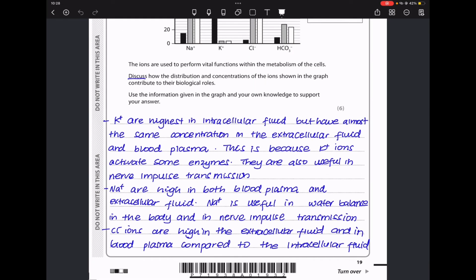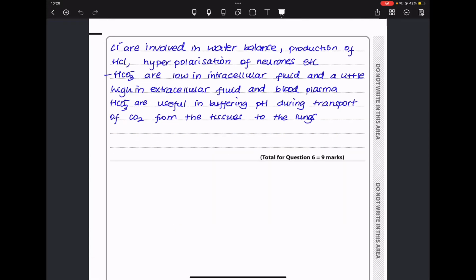When we go to chloride, chloride ions are high in the extracellular fluid and in blood plasma compared to the intracellular fluid. Chloride ions are involved in water balance. They're involved in production of HCl. There is hyperpolarization of neurons and so on.